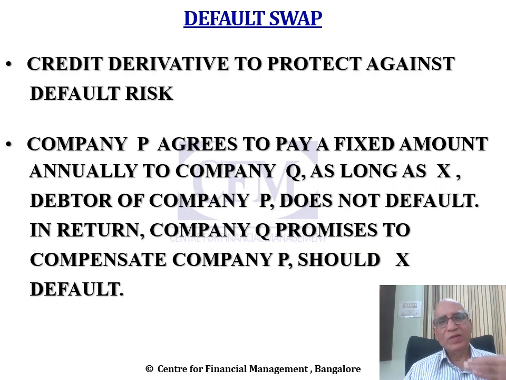A default swap is a credit derivative which protects against default risk. For example, Company P agrees to pay a fixed amount annually to Company Q as long as X, a debtor of Company P, does not default. In return, Company Q promises to compensate Company P should X default. Essentially, Company P is seeking insurance against a possible default by its debtor X, and Company Q provides that insurance. In order to provide insurance, Company Q collects a premium annually from Company P.